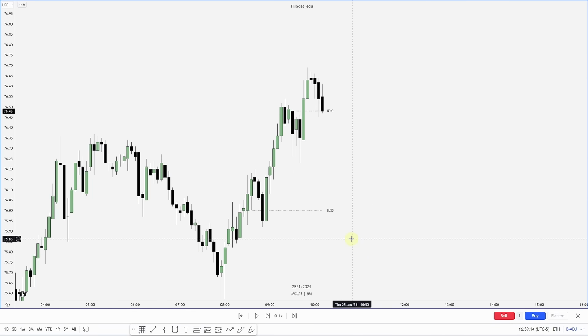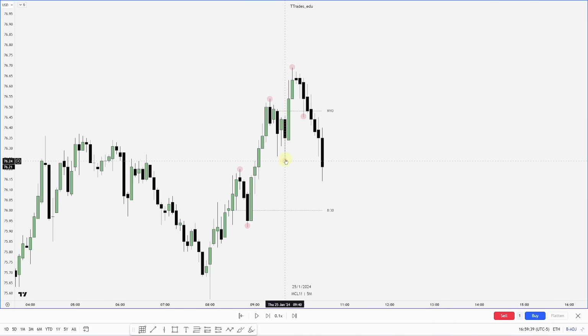Now let's take a look at this example on oil. So you can see we're making higher highs, higher lows, higher highs, higher lows, higher highs. So if we're going to form a higher low here, I'd want to see the trend continue higher. If we're going to break a low, then I'd want to see if we put in a lower high and continue lower. So let's see what happens.